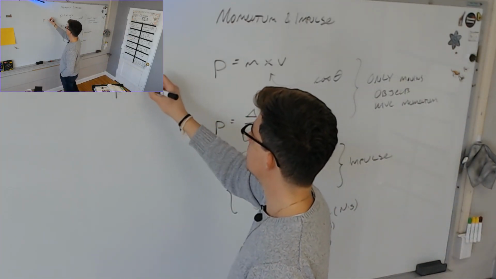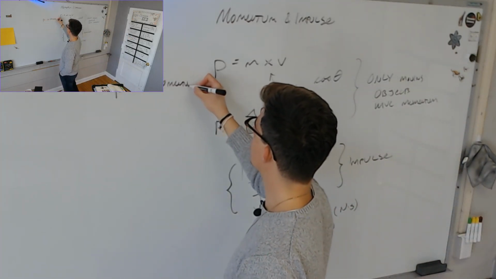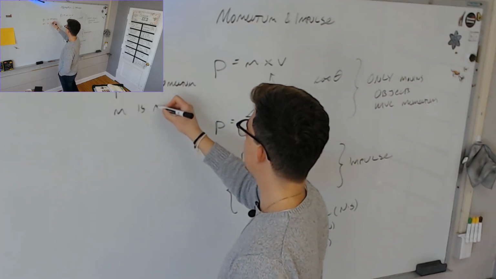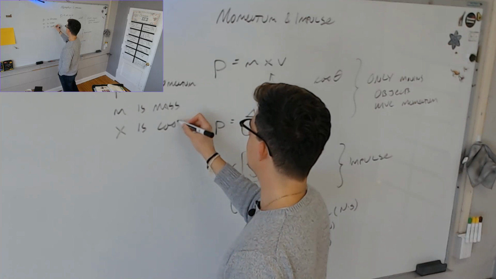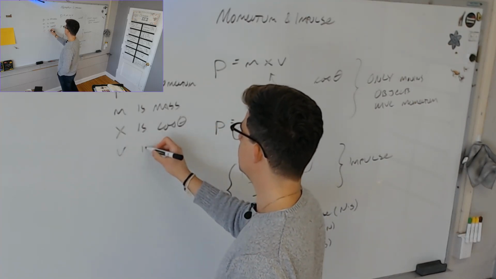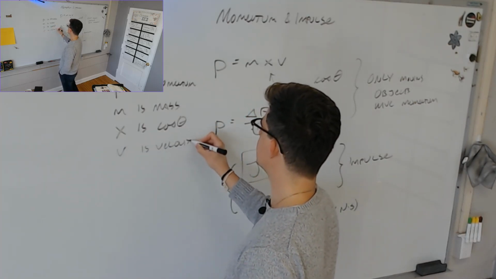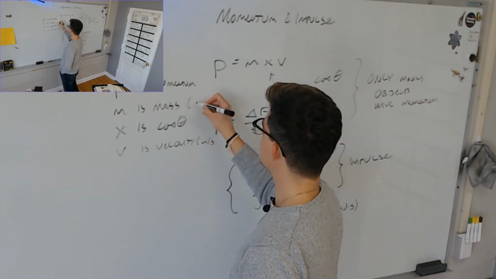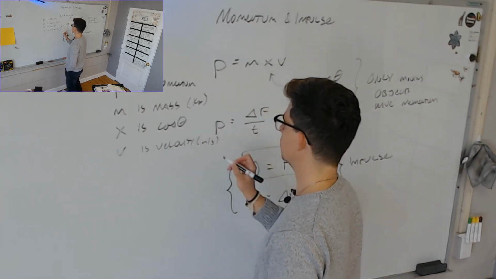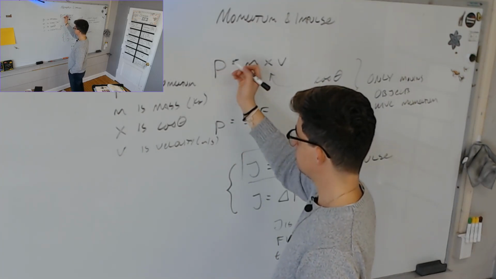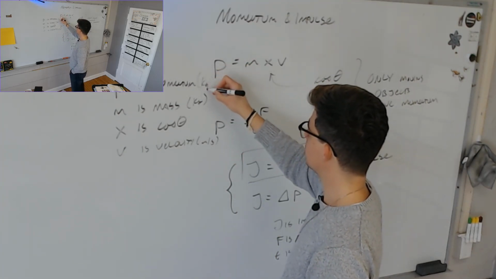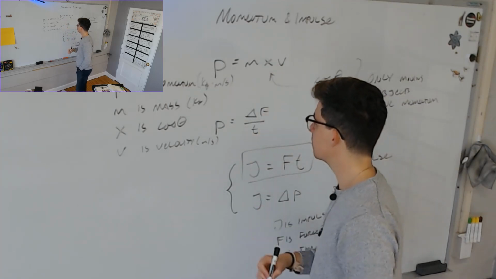P is momentum. M is mass, times cosine of angle theta, times V is velocity. Velocity is measured in meters per second. Mass is measured in kilograms. Cosine of angle theta is not measured in a unit. And the momentum then is kilogram meters per second.